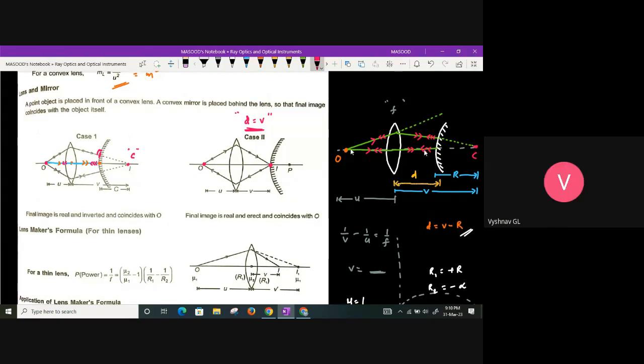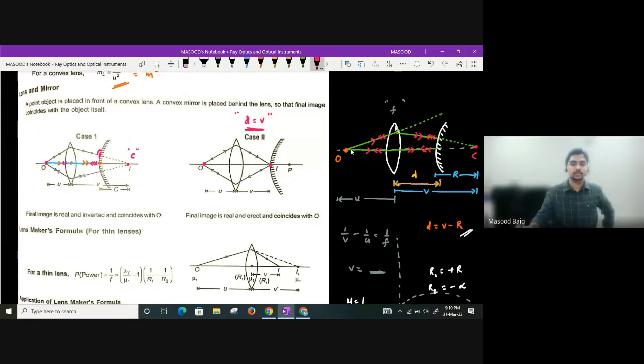Yes, sir. So the image formed by the convex lens should be at the center of curvature. The final image is formed at the object, but the final image considers the effect of both lens and mirror. I am not talking about the mirror now. I have taken only the mirror to show you that the refracted ray should fall normally, or it should fall at the pole. Clear? Yes, sir. Clear.